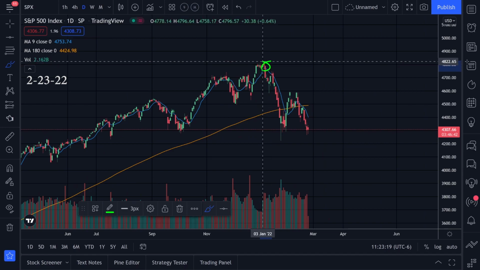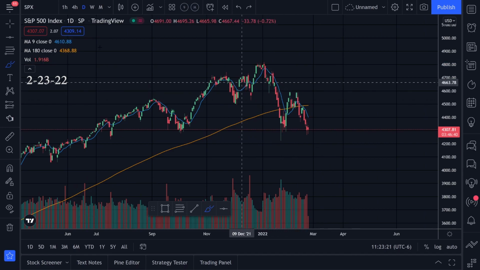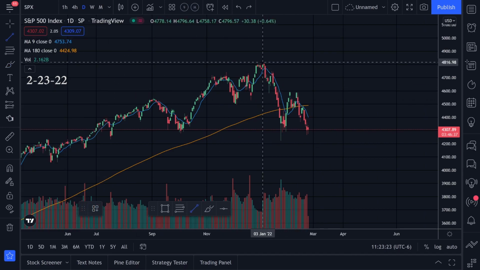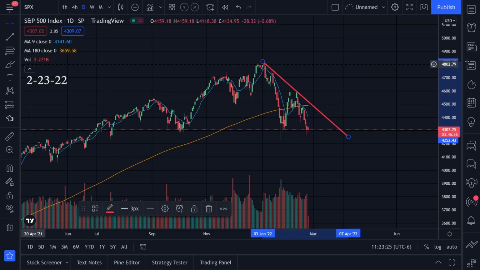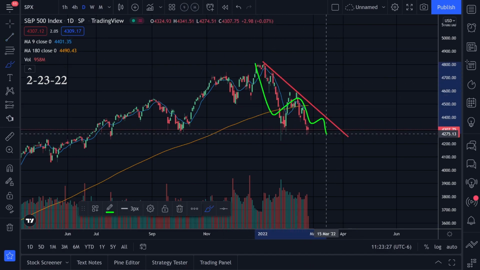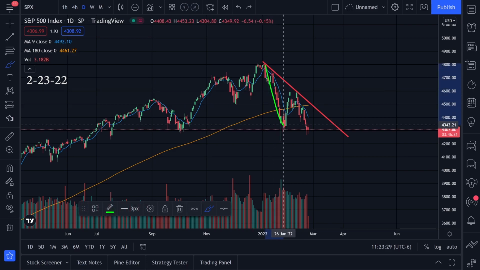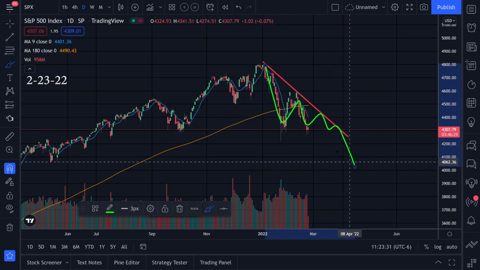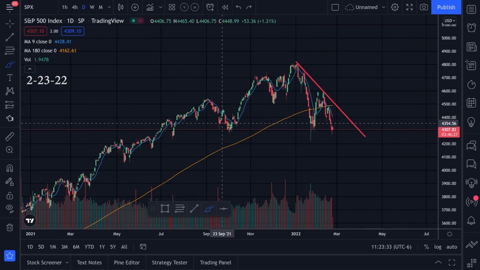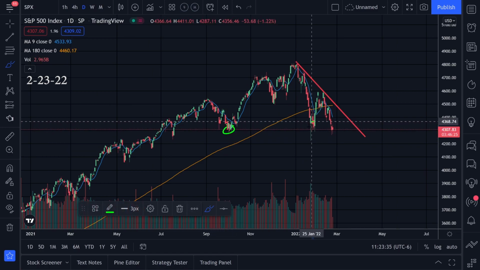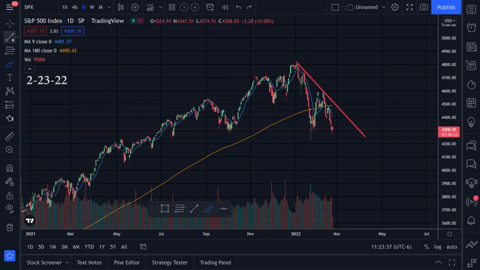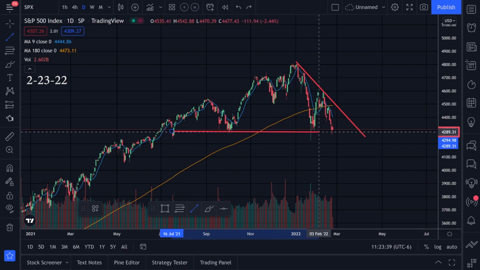We have resistance, resistance. I'm mainly watching this downtrend right here. Until we break this downtrend going to the upside, then I'm thinking that it might give us trouble and might keep pushing us down. The other thing I'm watching are the previous supports. We have support right here and support right here. It kind of looks like we're maybe forming a head and shoulders pattern.